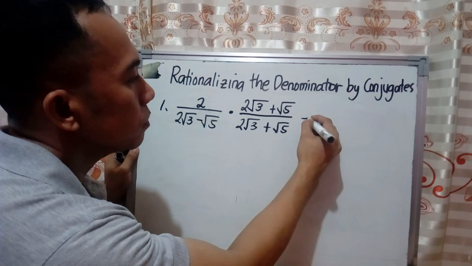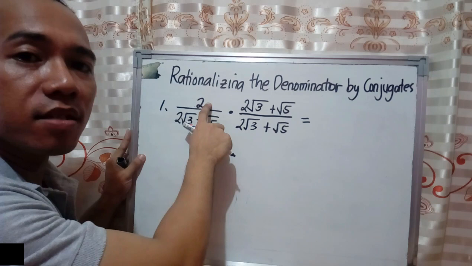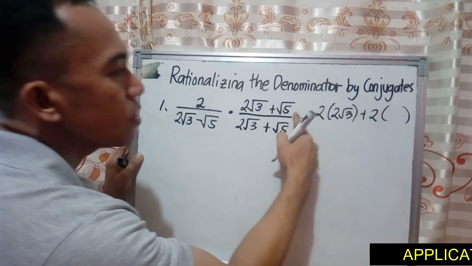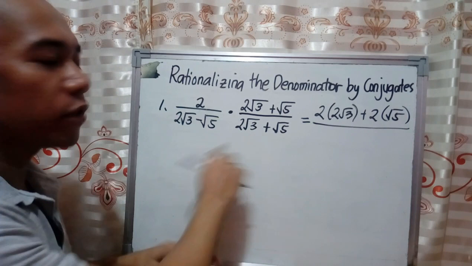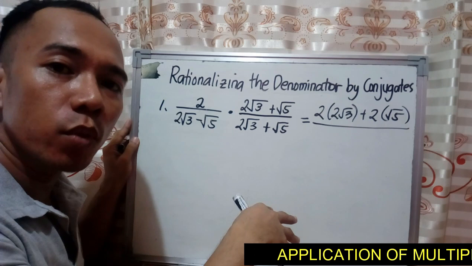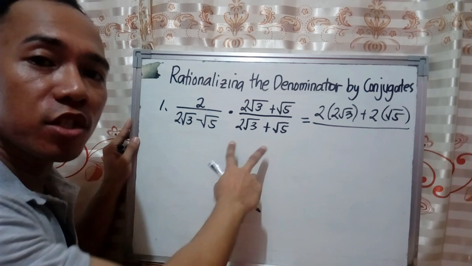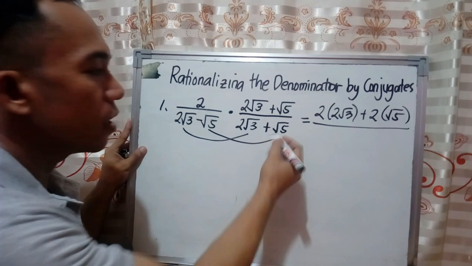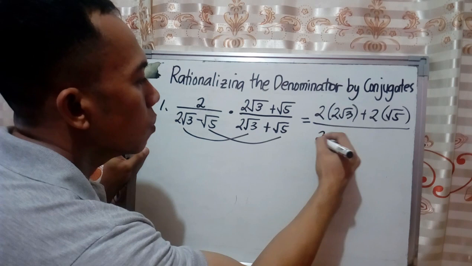If you are going to multiply the numerators, 2 will be distributed to each. So this is 2 times square root of 3 plus 2 times the other one, square root of 5. And what about the denominators? We will just use the concept that we have learned from the first video. So how do we multiply this? We just use the first and the last. So our first is 2 square root of 3 times 2 square root of 3. So this is your first. This is your last. So your first is 2 square root of 3 times itself.